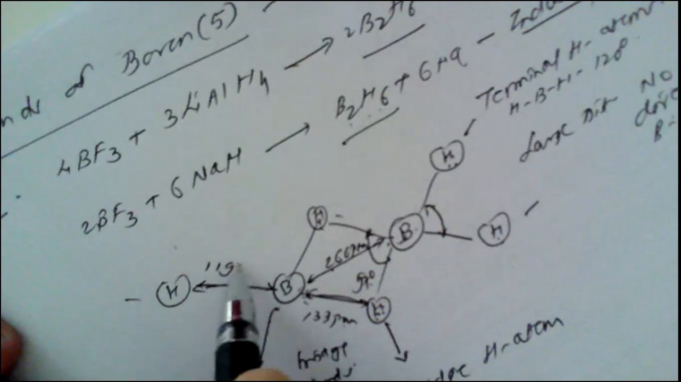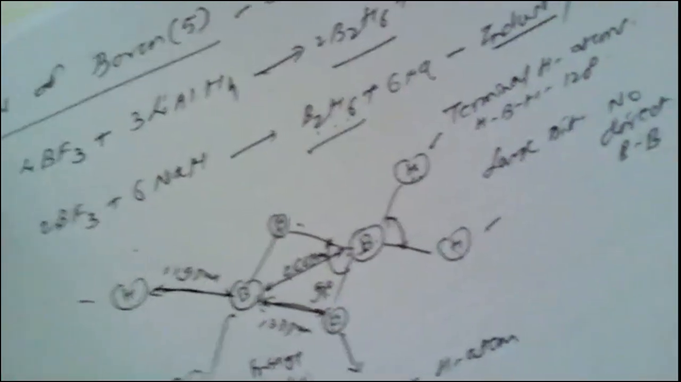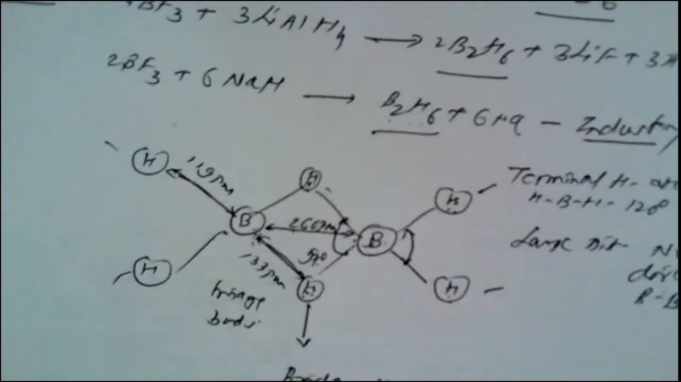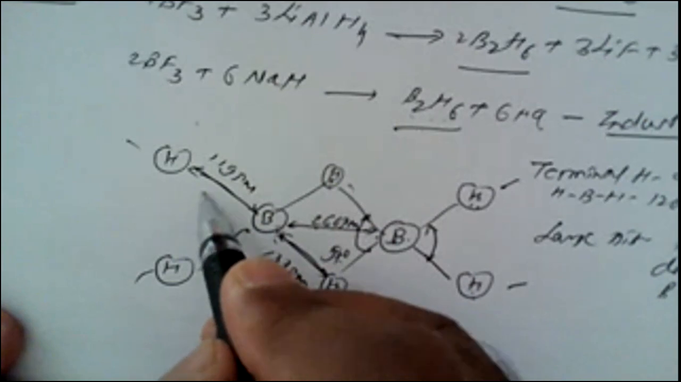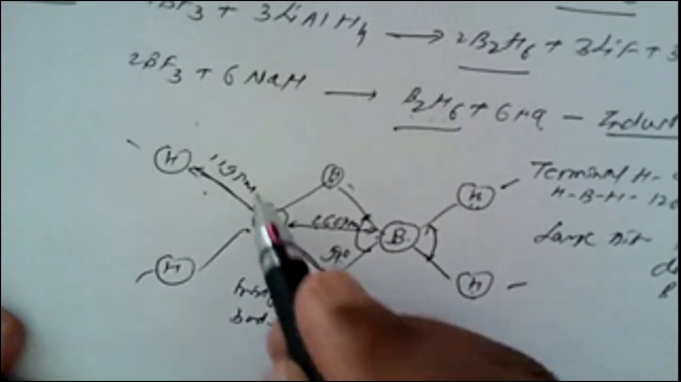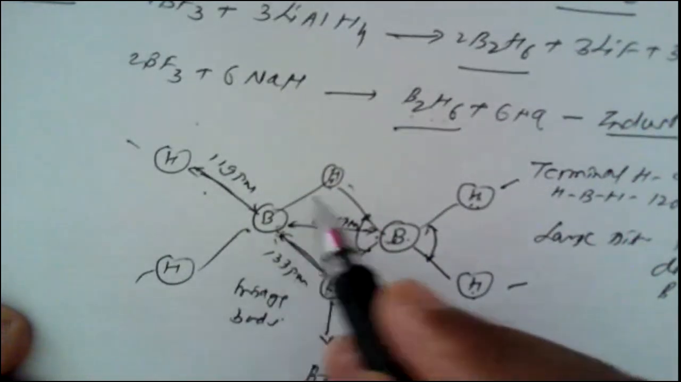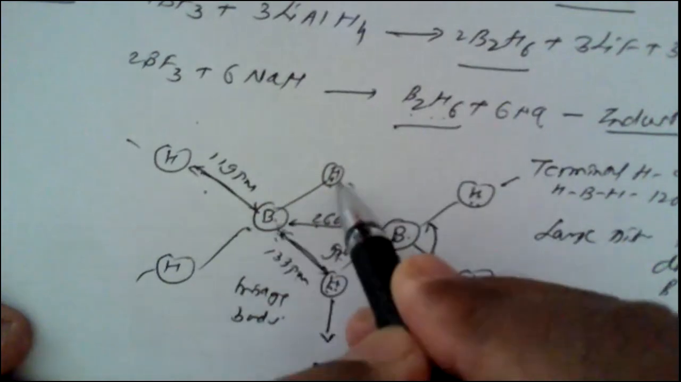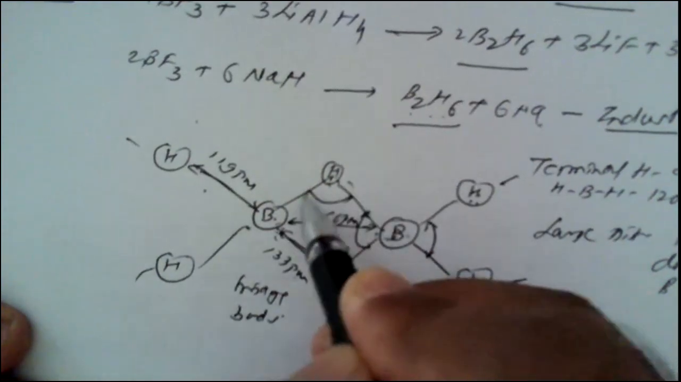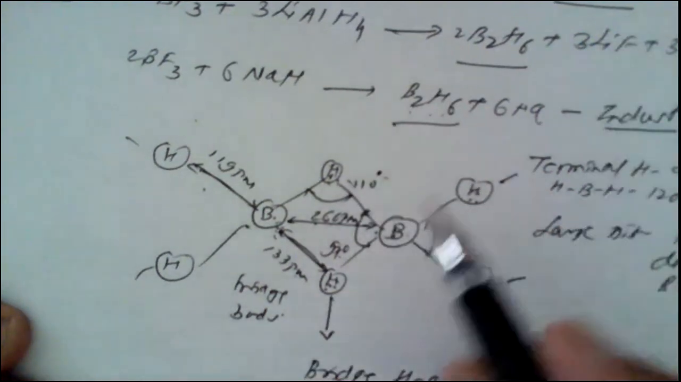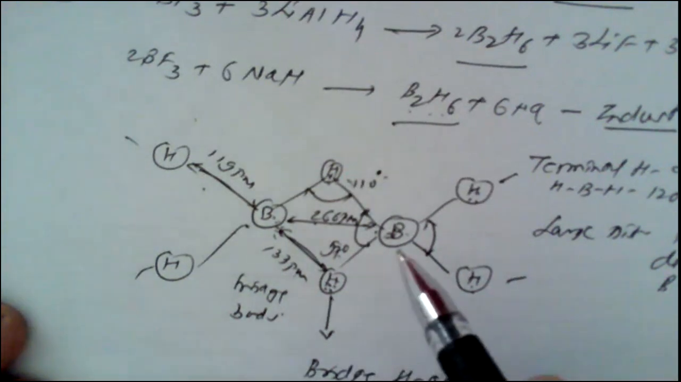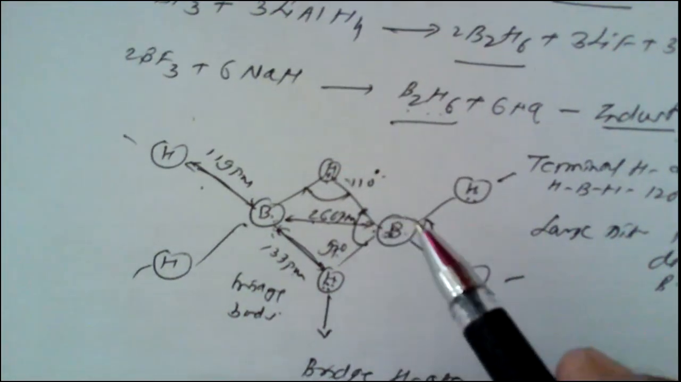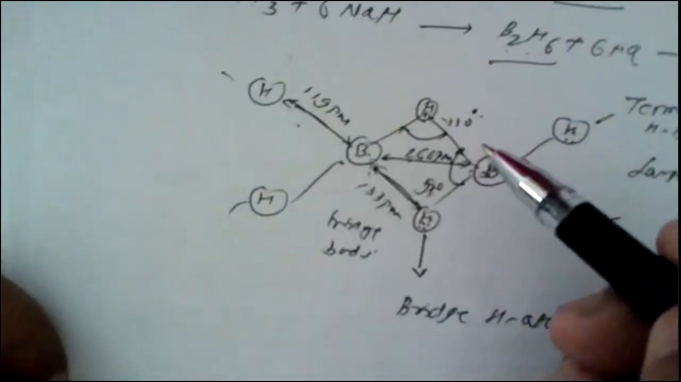So the bridge bond length is found to be 133 picometers, while the terminal bond length is 119 picometers. So we can see that there is a difference of bond lengths: the terminal bond length is very much less compared to the bridge bond lengths. This also indicates that there is no direct linking between the two boron atoms. In addition, the boron hydrogen boron bond angle is 110 degrees, but the hydrogen boron hydrogen bond angle is only 97 degrees. So this is all about the bond characteristics of diborane.